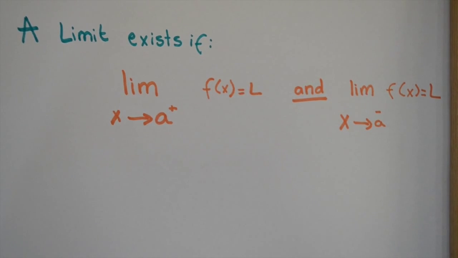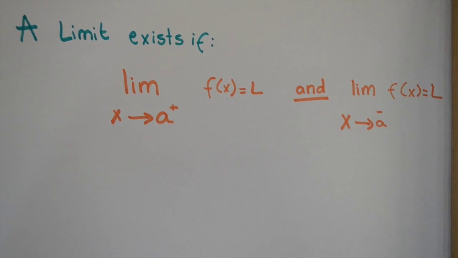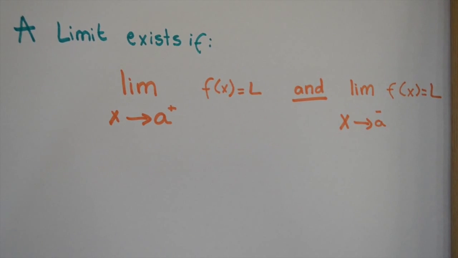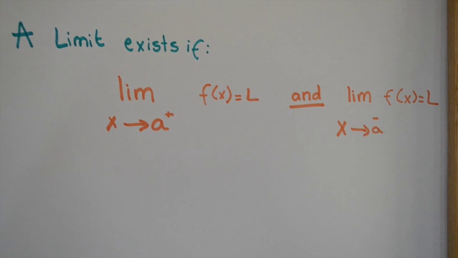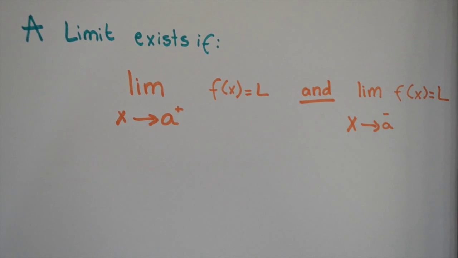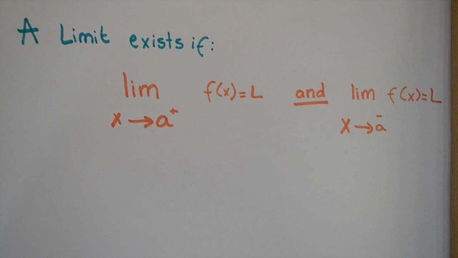The plus and minus sign near the a means from the left and from the right. If it's a plus sign, it means from the right, and if it's a negative sign, it means from the left.